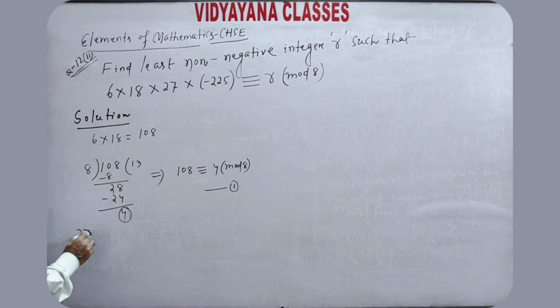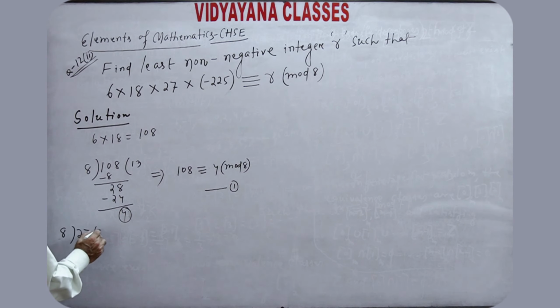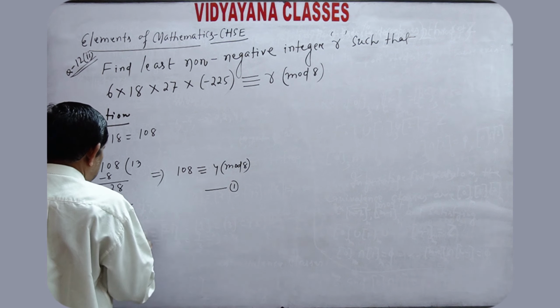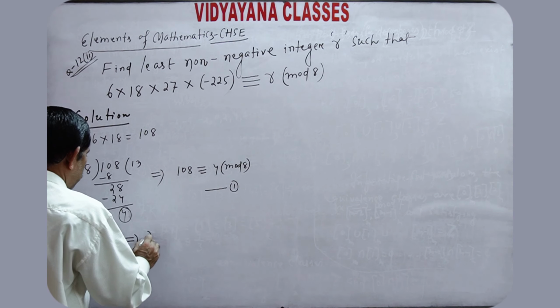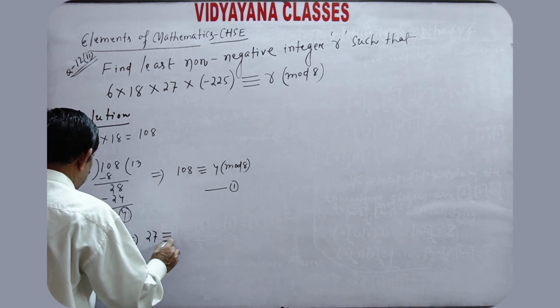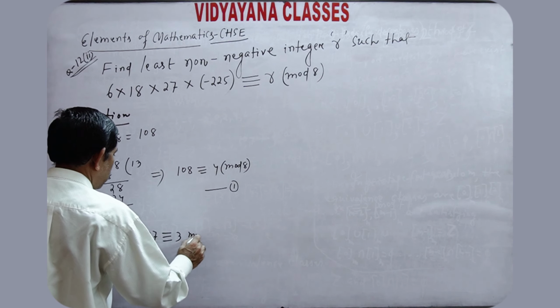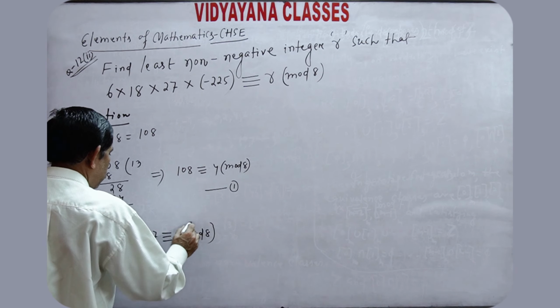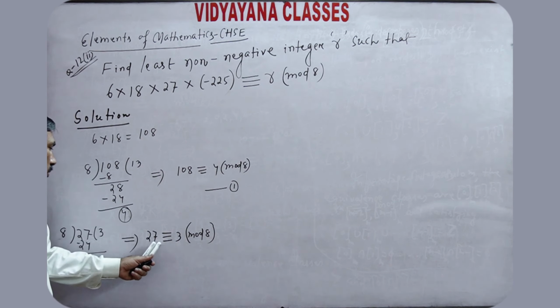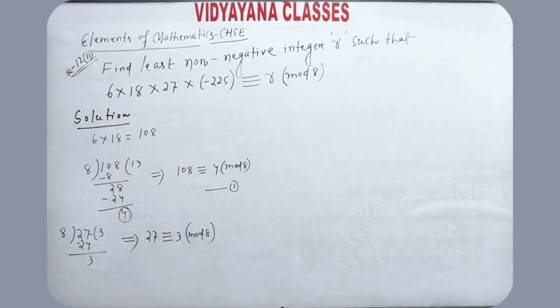27, dividing 27 by 8. The remainder is 3, which implies 27 is congruent to 3 mod 8. 27 minus 3, that is 24, is divisible by 8.